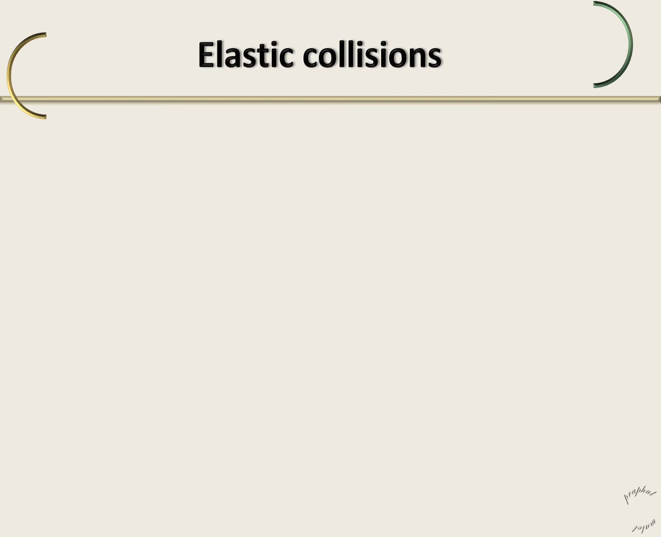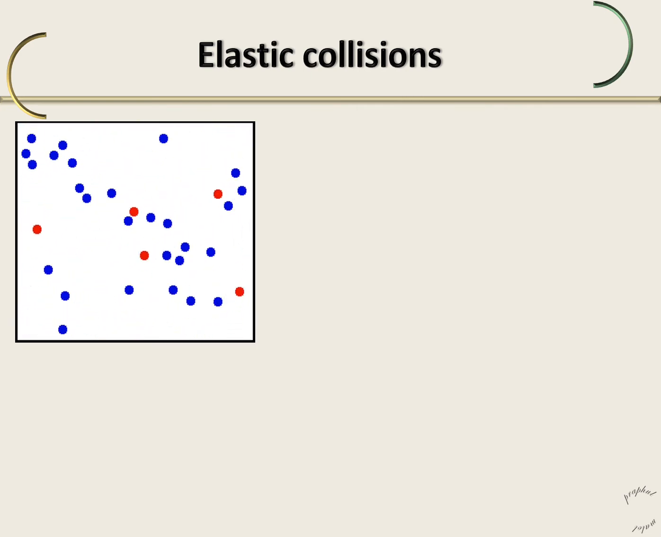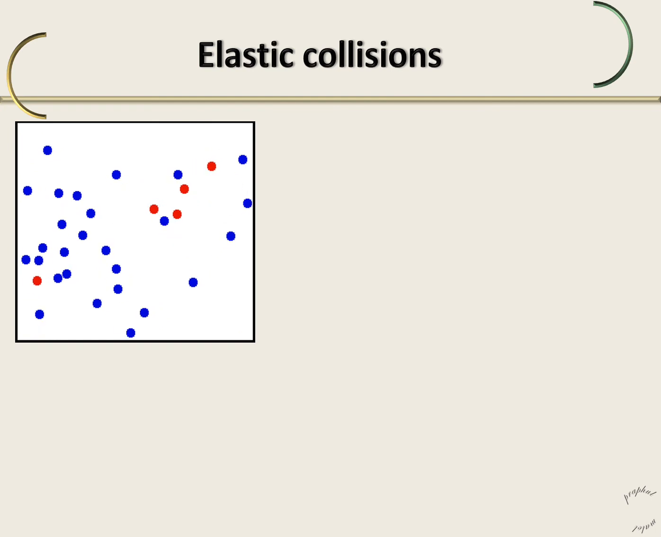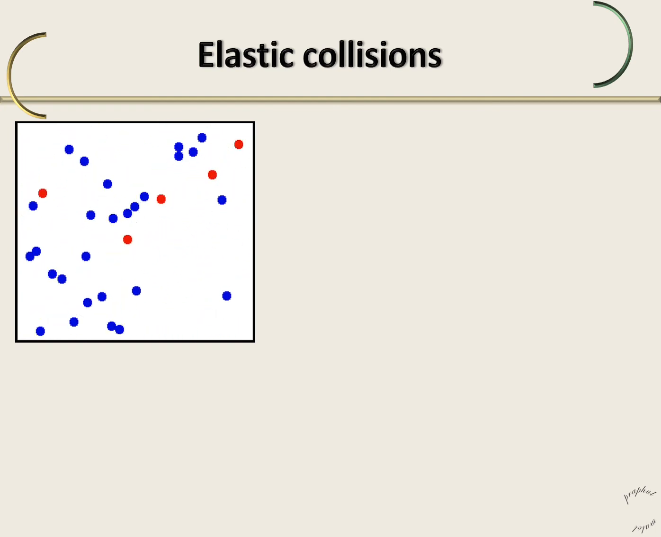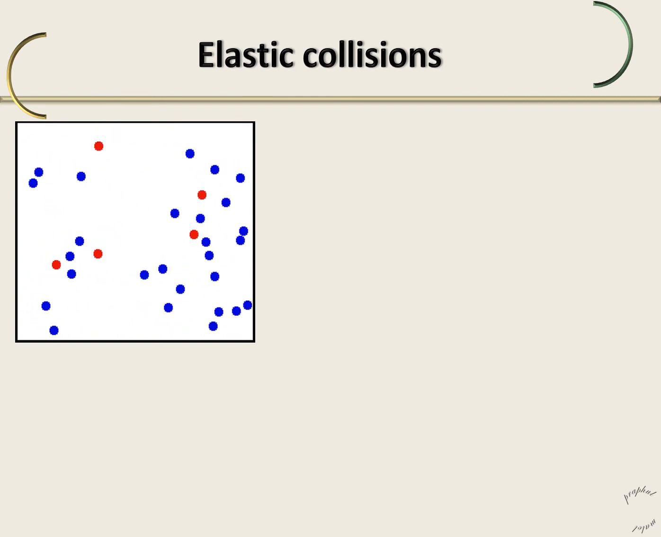Now we are going to bring kinetic energy into the picture. You can see the diagram. A lot of atoms are moving around randomly. They collide with each other and also they collide with the walls of the container. You can just imagine the collision of air molecules around you.